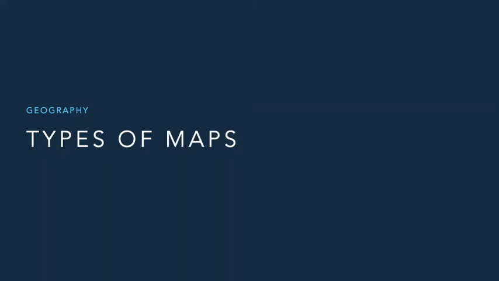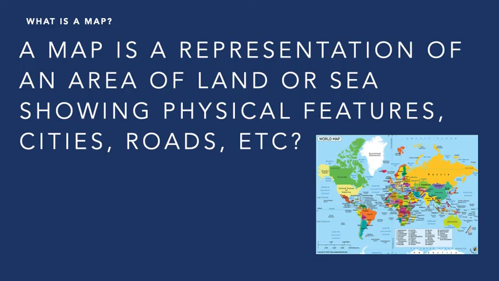Today, we're going to be talking about the different types of maps. What is a map? A map is a representation of an area of land or sea showing physical features, cities, roads, and much more.